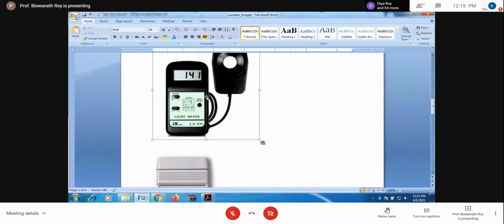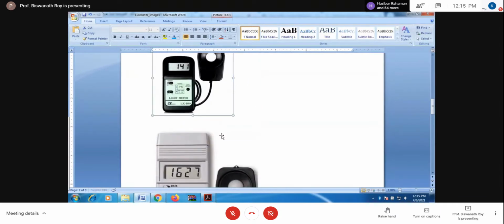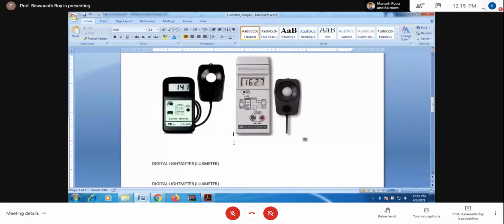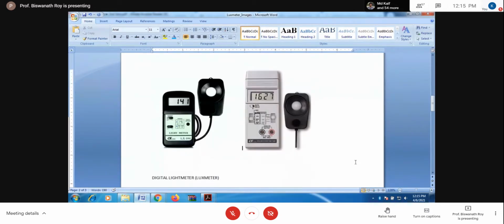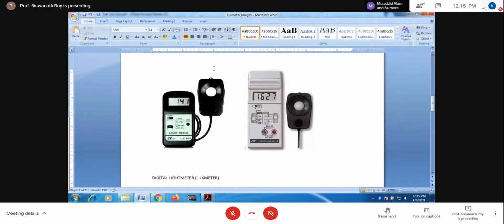The difference is that, let us have a look at it side by side, right? Is it visible? Yes, sir. Okay, thank you. So this is the digital lux meter, right?